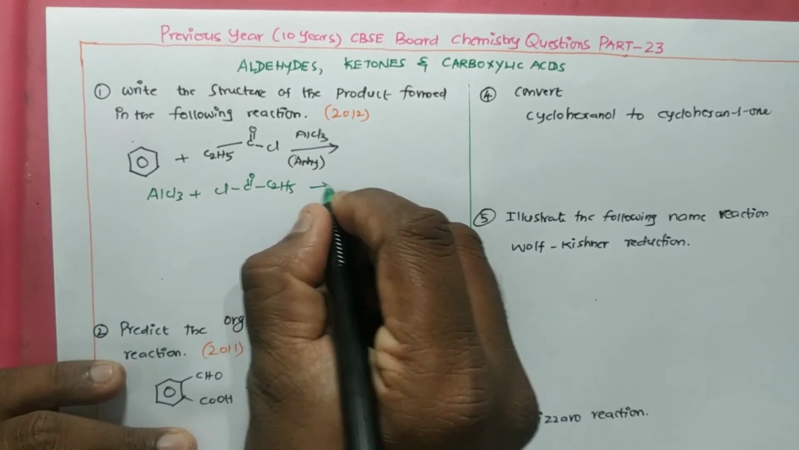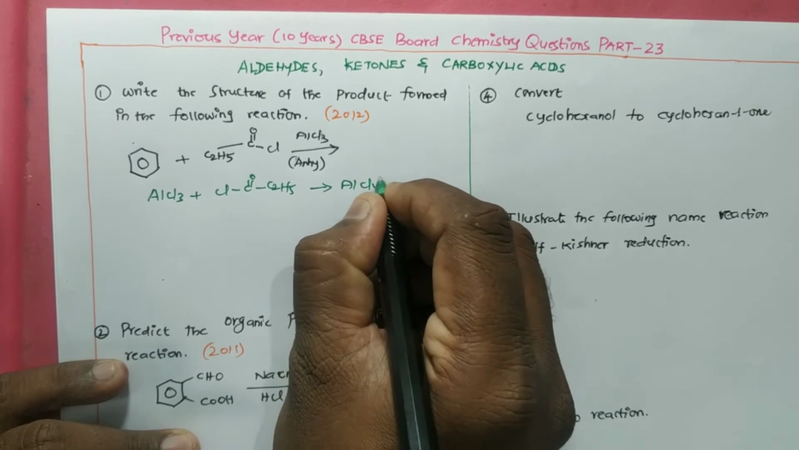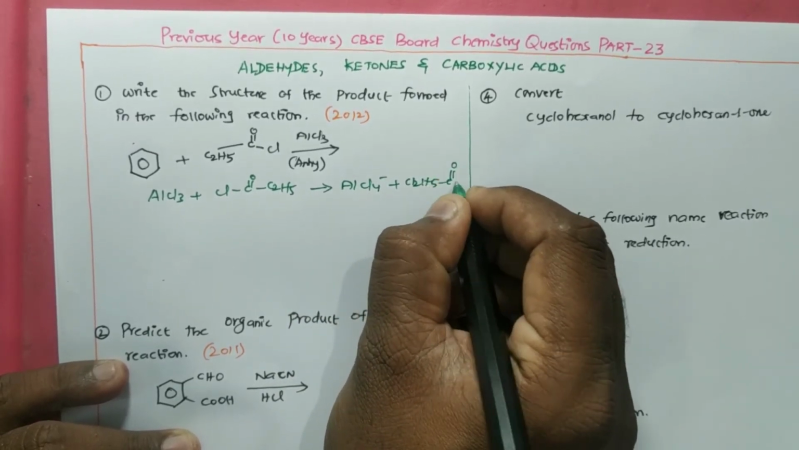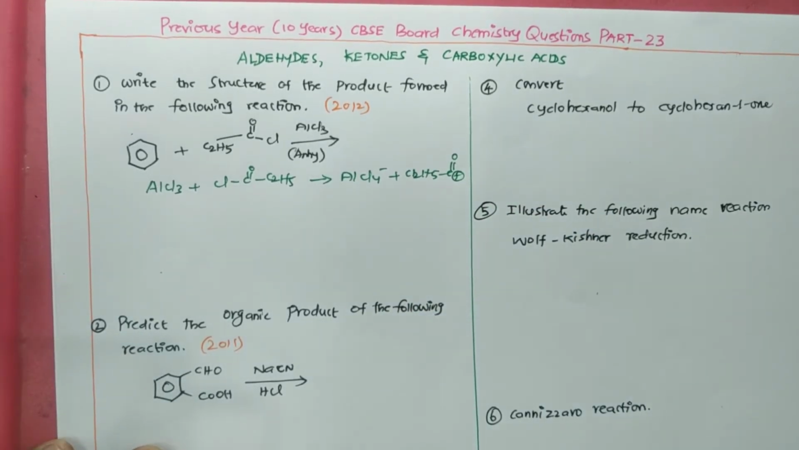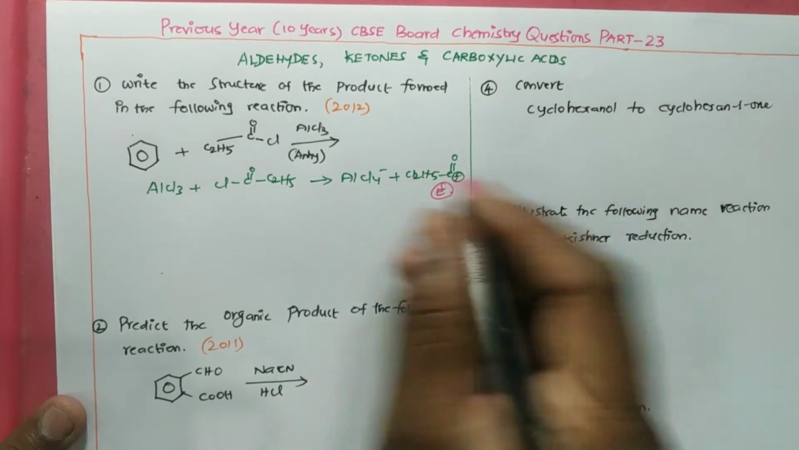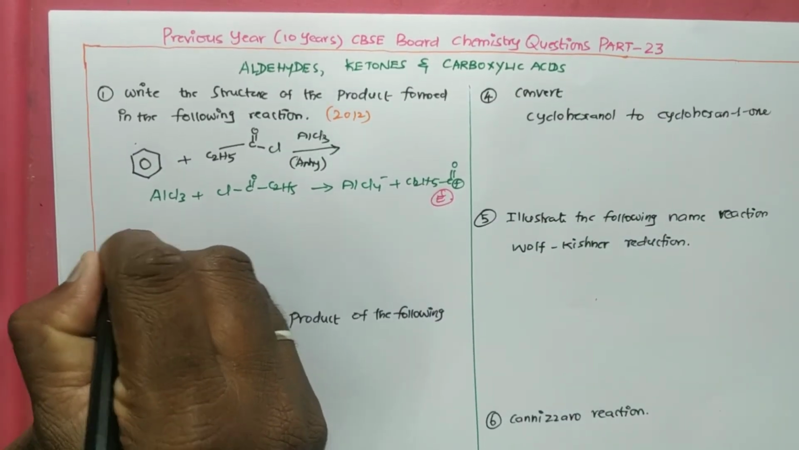Along with that it forms AlCl4 minus, along with C2H5C double bond O plus. Okay, that is what I will be getting. What is that? Electrophile. Now this is the electrophile, which is going to contribute in the reaction.